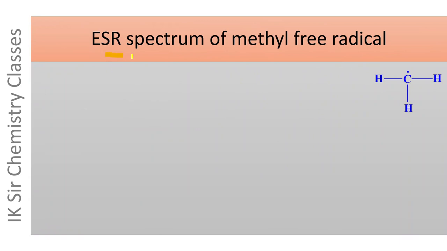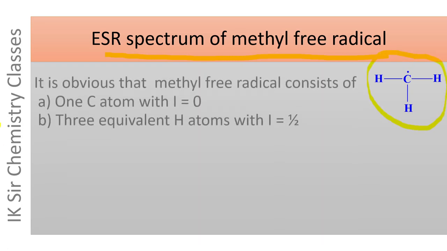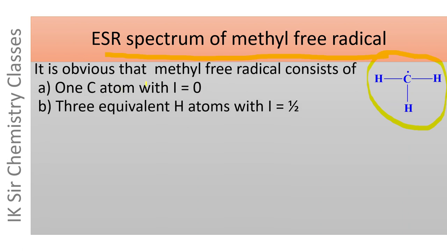ESR spectrum of methyl free radical. It is methyl free radical, CH3, having one unpaired electron. It is obvious that methyl free radical consists of one carbon atom whose nuclear spin is zero. The nuclear spin of C12 is equal to 0, and it also contains 3 equivalent hydrogen atoms.